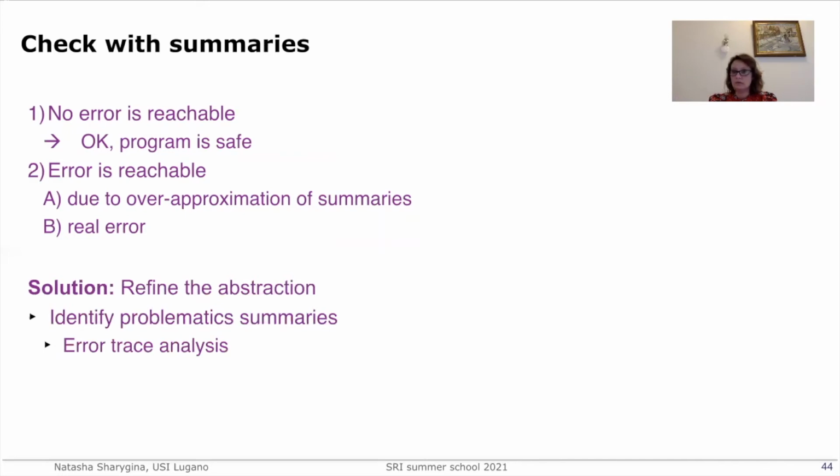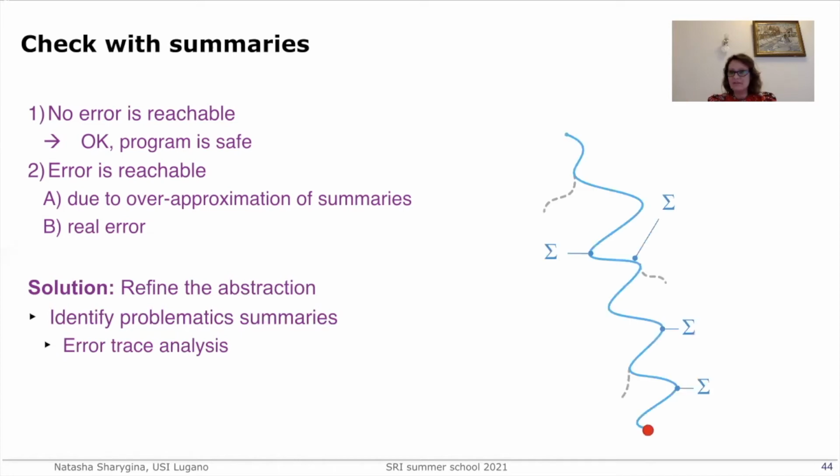So how are we going to do it? Our procedure is going to do it by means of refinements. The refinement procedure is going to identify problematic summaries, the summaries which are involved in the path which leads to the error, and we will substitute these summaries with more precise representations of the actual code itself if we want to continue our verification runs.